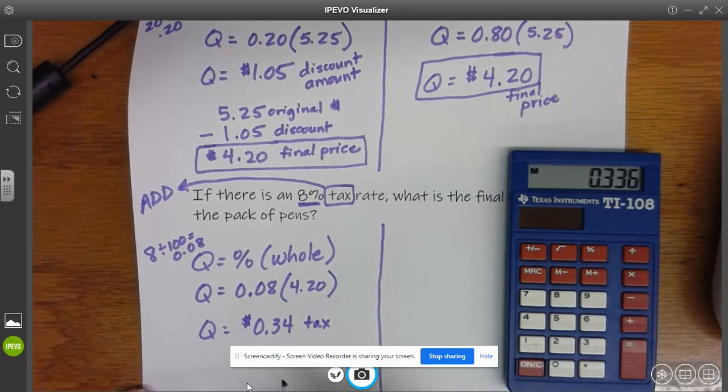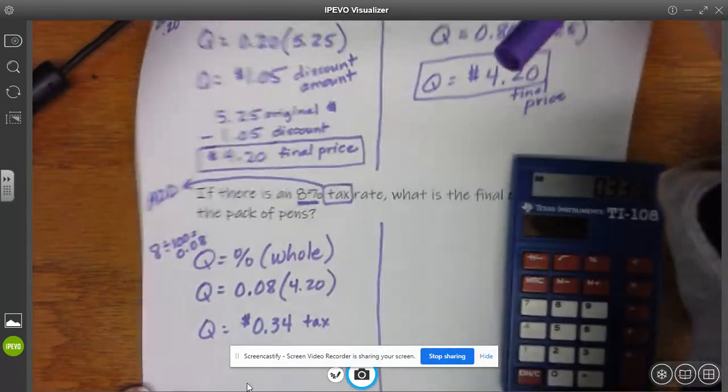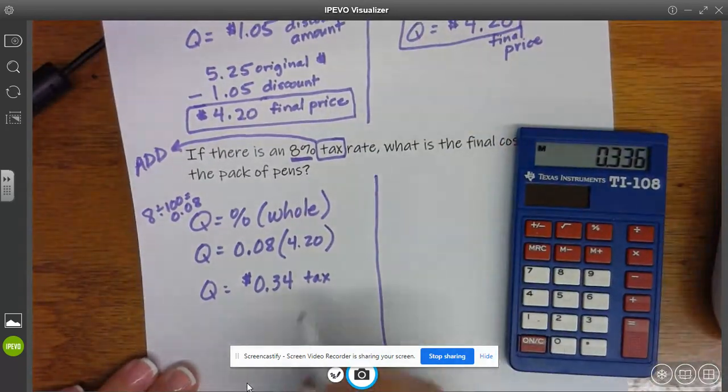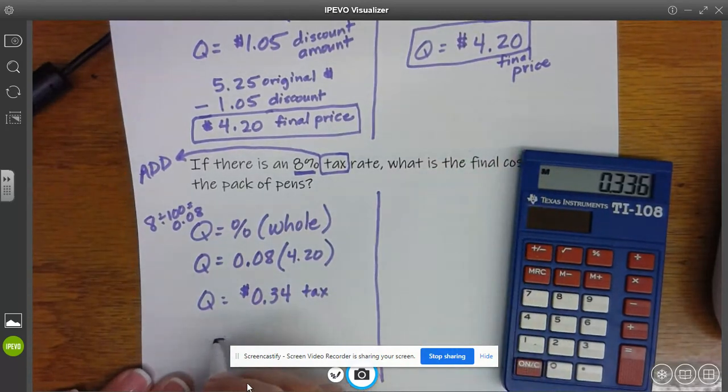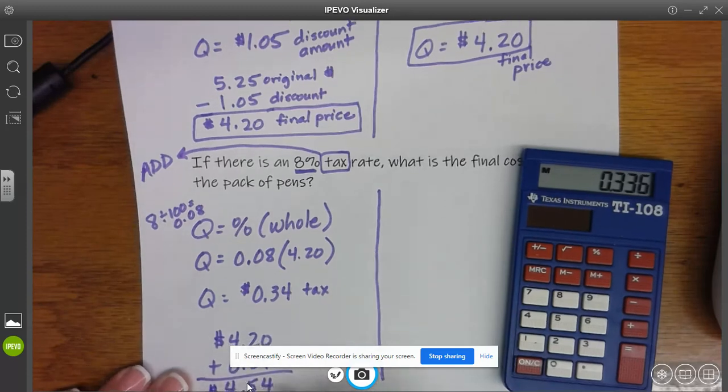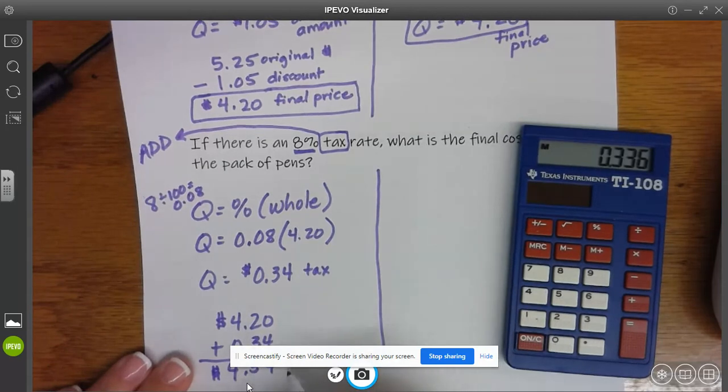Okay, now, that's not our final price. In order to find our final price, we have to add. So we're going to take our discount amount, our discounted price, $4.20, and you're going to add your tax. And this is going to be the amount of money you have to give the cashier to buy the pack of pens. This is your total.